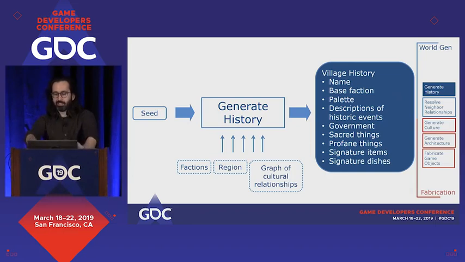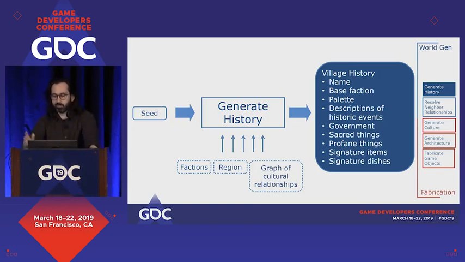So what are we actually outputting from this step? We're generating history. And remember, we're at the top of Abstraction Mountain. We're at Abstract Peak. So we're going to be generating pretty abstract output. Okay, so we're going to give the village a name. We're going to give it a base faction, the static faction who decided to found this village. We'll give it a palette so that if they decide to paint their drinking ware later, we know what color to make it.